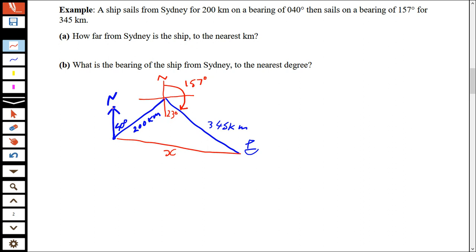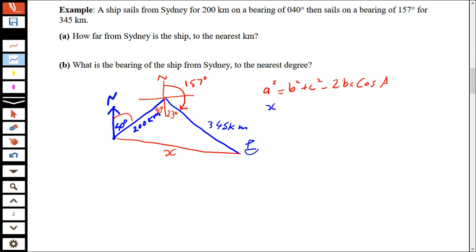Now remember alternate angles. Here's 40. So in here must be 40 degrees as well. That gives me a total angle of 63 degrees. All right, so I've got two sides and an angle, so I'm going to use the cosine rule. A squared equals b squared plus c squared minus 2bc cos A.